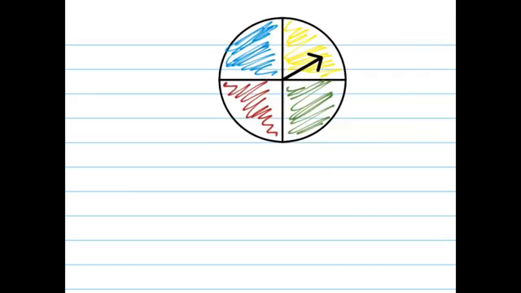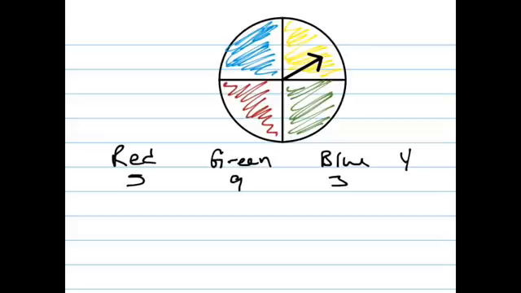Okay, now suppose we have a spinner, and the spinner gets spun 20 times, and we have a table displaying our results. So we get red 5 times. We get green 9 times. We get blue 3 times, and we get yellow 3 times. And we want to know which color has an experimental probability that's the same as the theoretical probability.